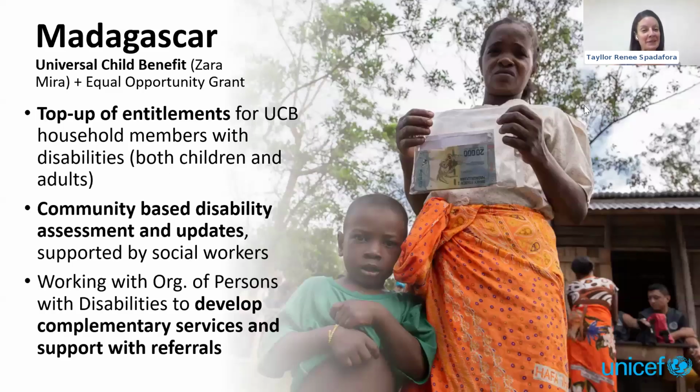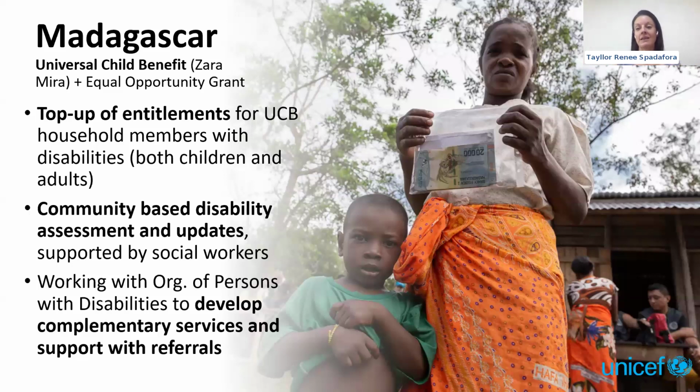Now, for the disability inclusive social protection, I just want to give a little preview. I actually had wanted to select Zambia for my example here because they're making such great strides and great work there. But we're privileged to have Dr. Banda from Zambia, so we'll be able to hear a lot more details from her. So I'm going to move over to Madagascar, where there's a universal child benefit called Zara Mira that is also testing out an equal opportunity grant or a disability top-up for all UCB household members.